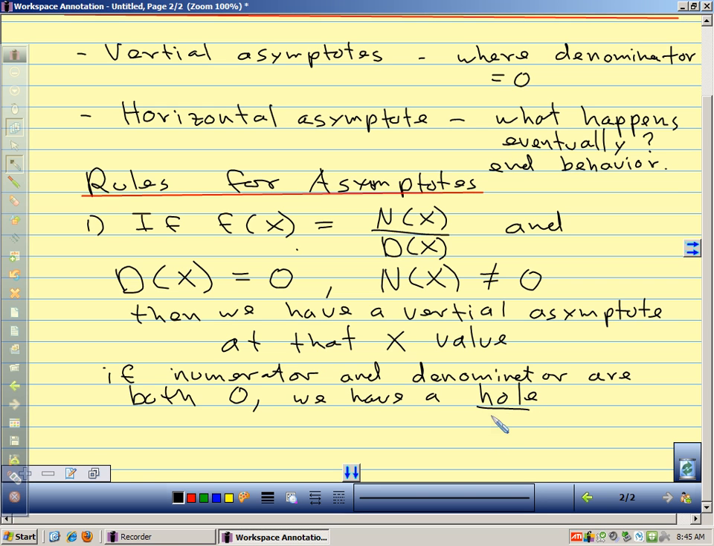So if both the numerator and denominator are 0, we have a hole in the graph. Our second rule for horizontal asymptotes.